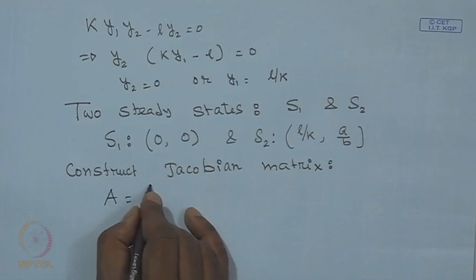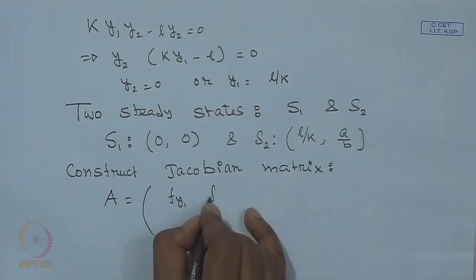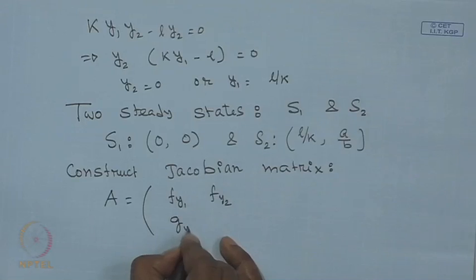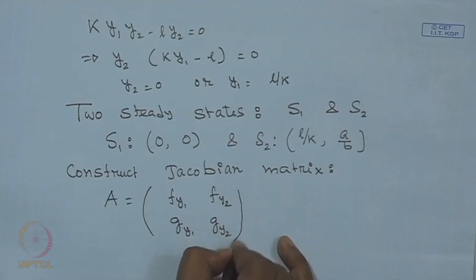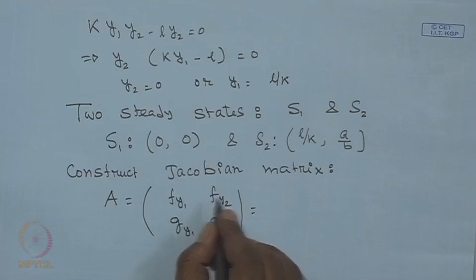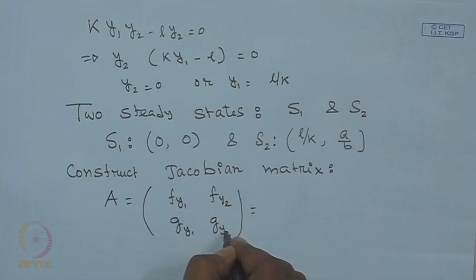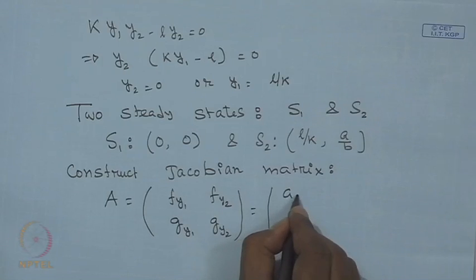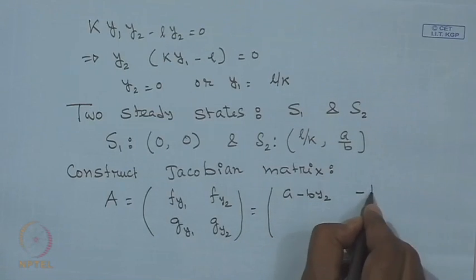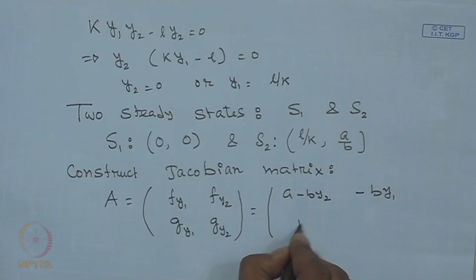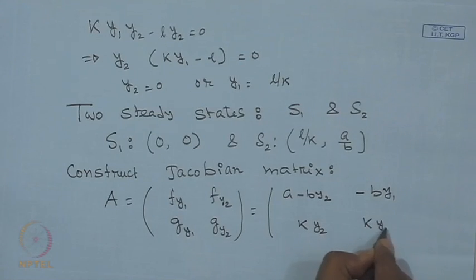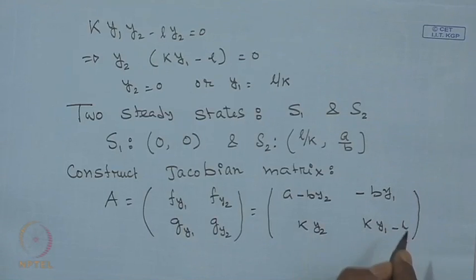If you look into the Jacobian matrix, this will be f_y1, f_y2, g_y1, g_y2. So, this will be del f del y1, del f del y2, del g del y1, del g del y2. So, this will be a minus b y2, minus b y1, k y2, k y1 minus l. So, this is the construction of the Jacobian matrix. Now, we take up the steady state S1 and evaluate the Jacobian matrix A and look into the stability by looking into the trace and the determinant conditions.